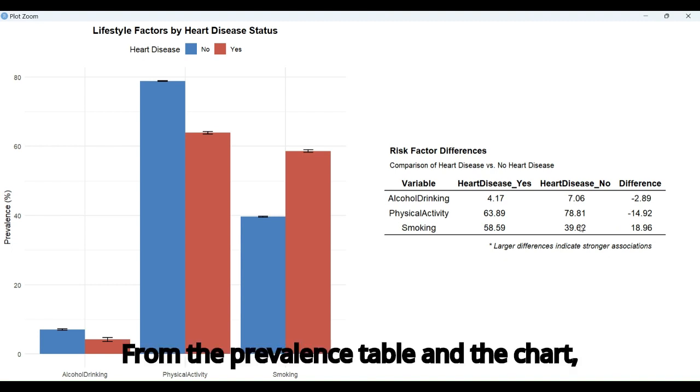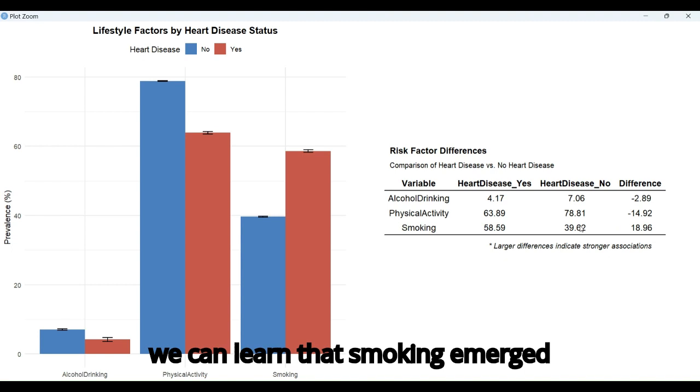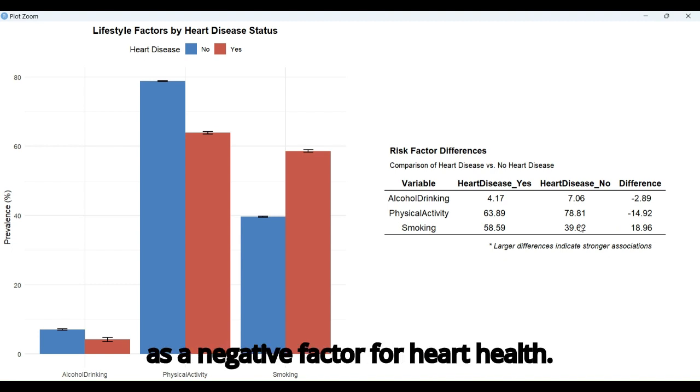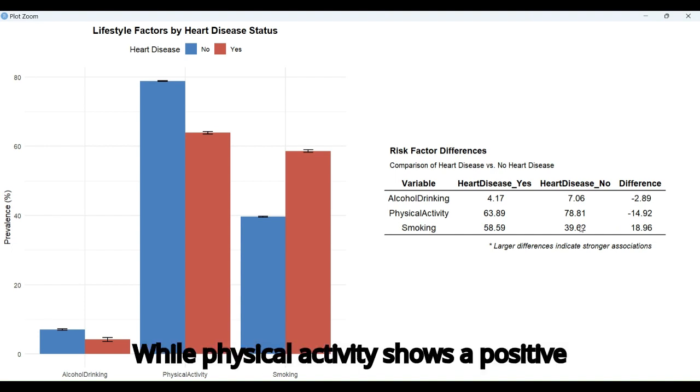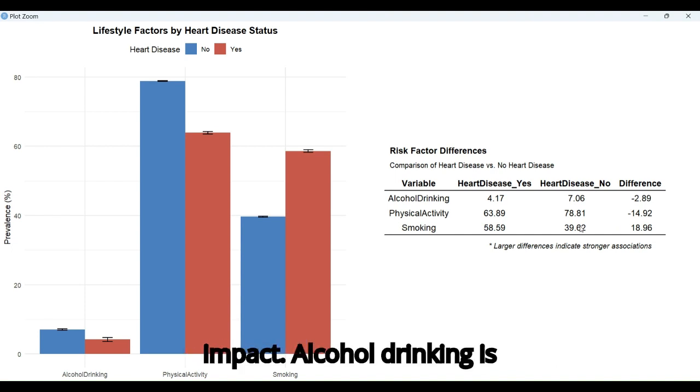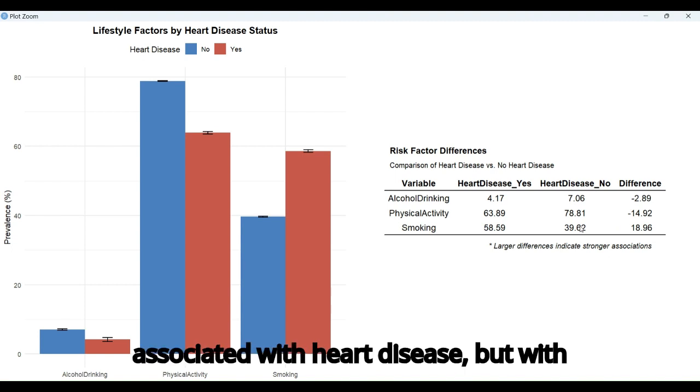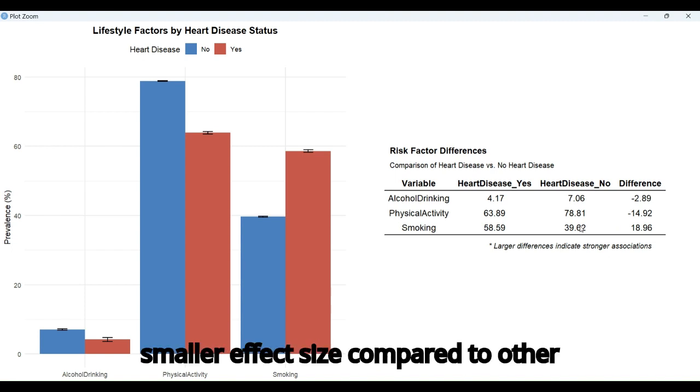From the prevalence table and the chart, we can learn that smoking emerged as a negative factor for heart health, while physical activity shows a positive impact. Alcohol drinking is associated with heart disease, but with a smaller effect size compared to other factors.